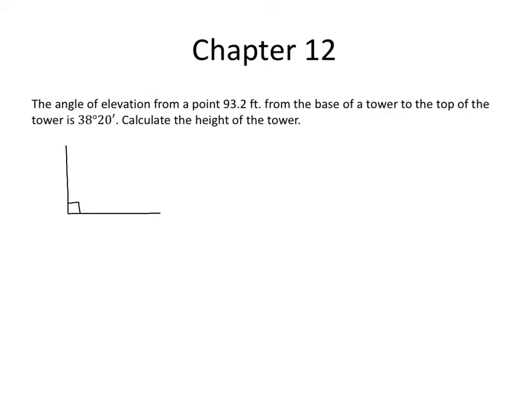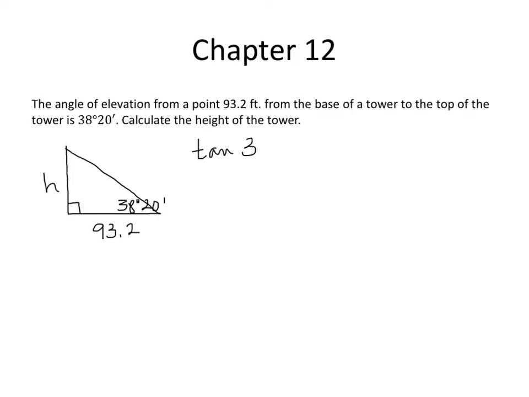And the angle of elevation from this point on the ground to the top of the tower is given to us at 38 degrees and 20 minutes. And we're also told that this distance here, because it's 93.2 feet from the base, and we're asked to find the height of the tower. So with this angle, I have opposite, I have adjacent, which means I'm using the tangent. Not of 93 though. Rookie mistake.